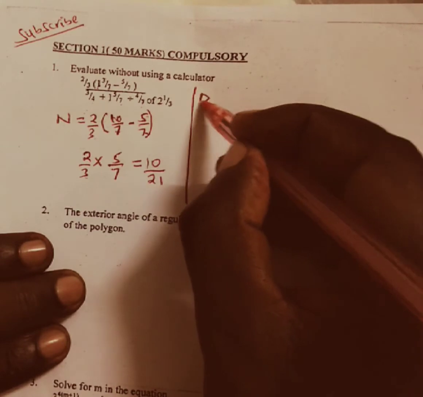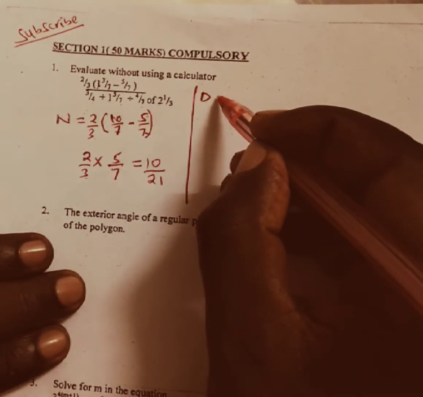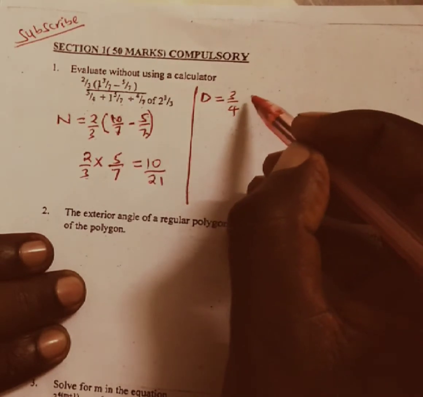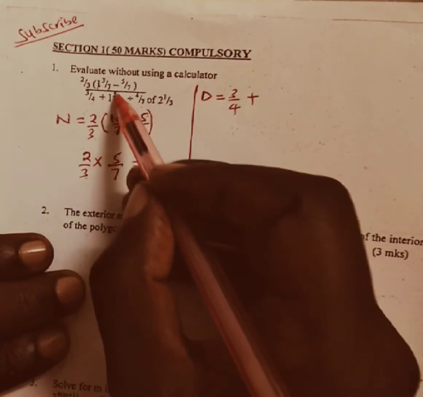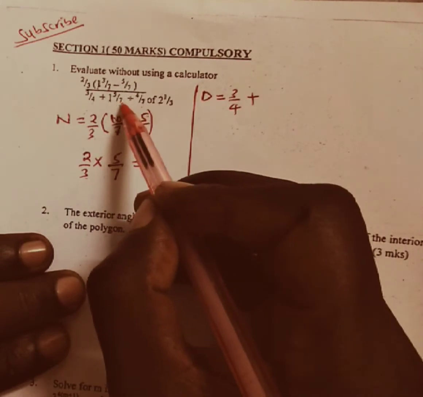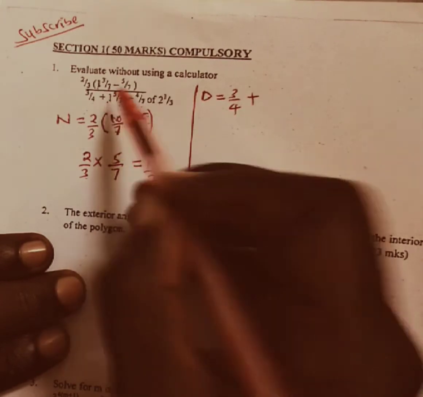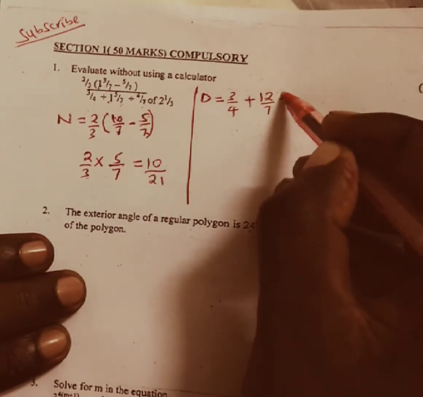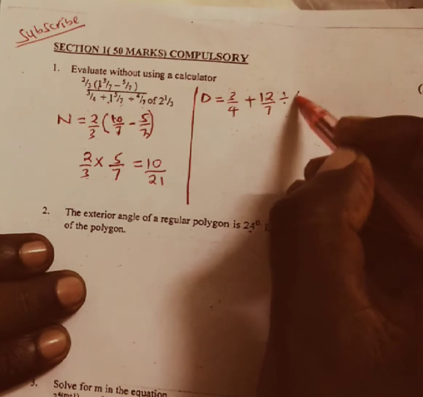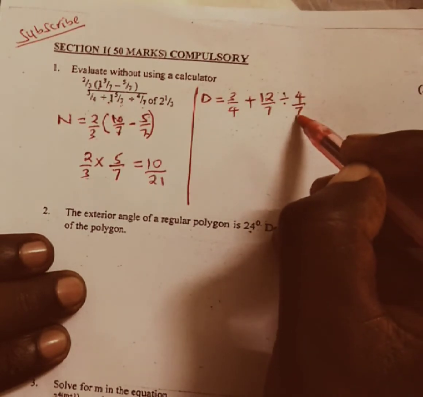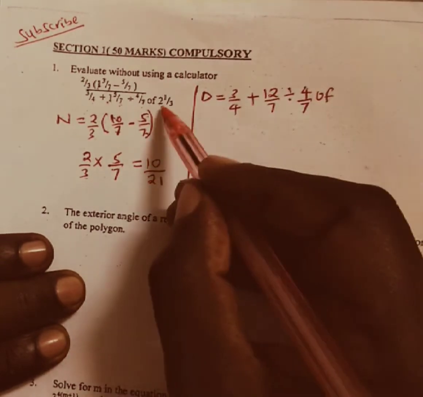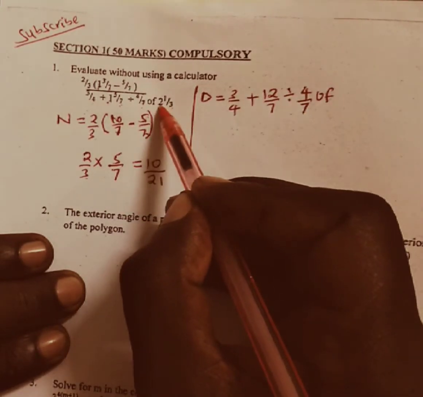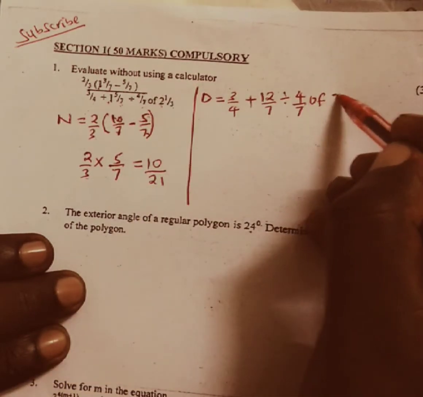Going to the lower part, which is the denominator. The denominator we have is 3/4 plus, we convert 1 and 5/7 into an improper fraction. This is 7 times 1, which is 7, plus 5. This one is going to be 12/7. Then we divide by 4 out of 7 of, we can change 2 and a third into an improper fraction. 3 times 2 will give us 6 plus 1, which is 7/3.